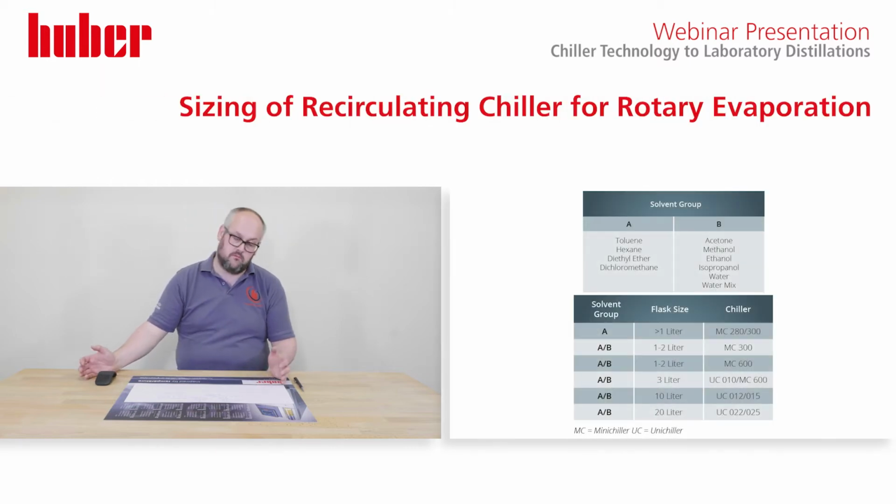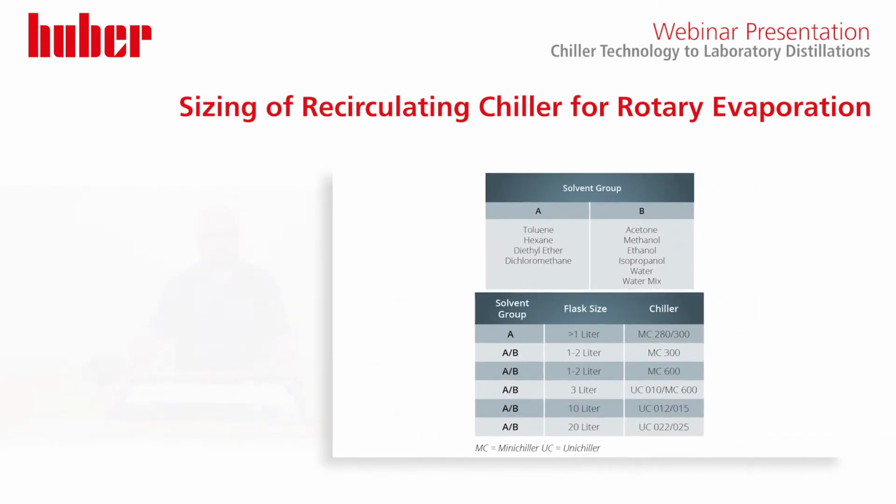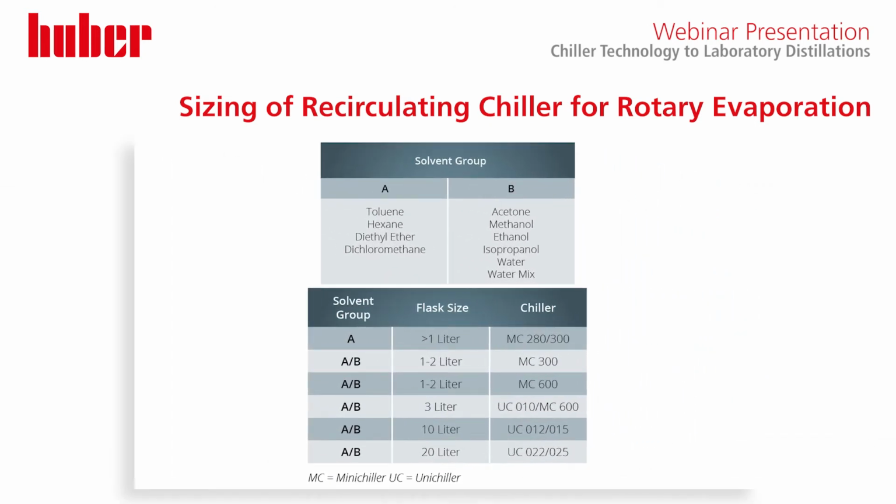Well, from my days back in the medchem labs and the process chemistry labs, we used to divide solvents into two groups. The easy to distill ones, so group A, such as toluene, hexane, ether, dichloromethane, and the ones which would bump or can hold some water and therefore are a little bit more sluggish to distill. So we'd have your alcohols basically.